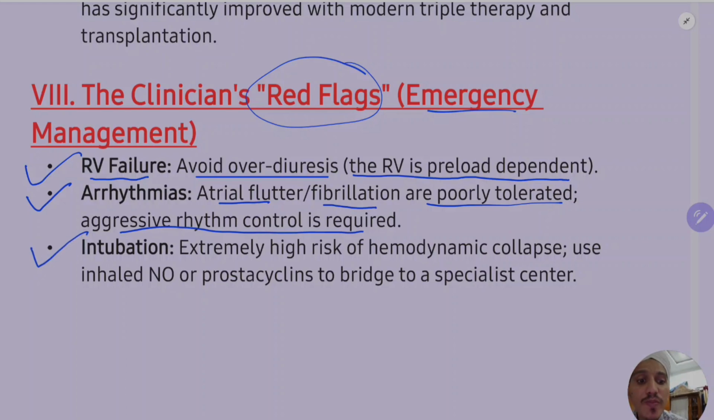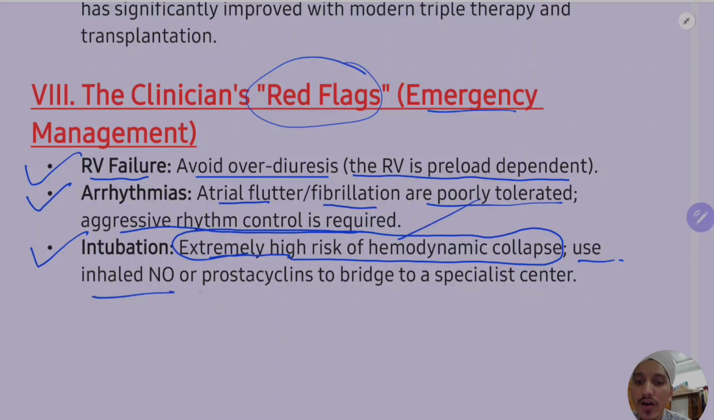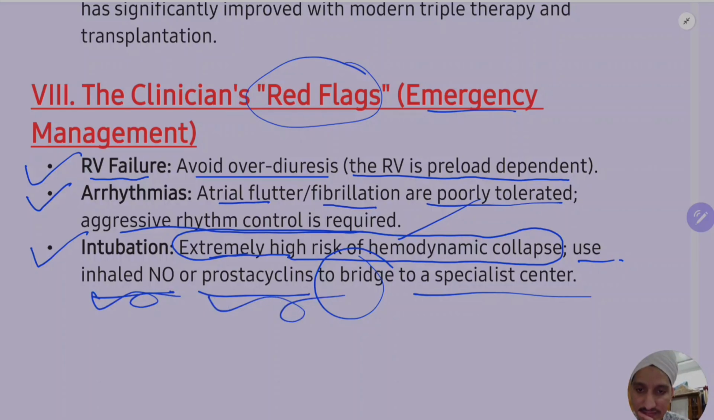Intubation. When do you plan intubation in these patients? There is an extremely high risk of hemodynamic collapse. Intubation itself will lower the BP, and the patient will already be on diuretics for control of breathlessness, and if you intubate the patient the BP will fall again. So there is a high chance of hemodynamic collapse if you intubate these patients. Instead of intubation, use inhaled nitric oxide or prostacyclins to bridge to a specialist center. Inhaled prostacyclin is like iloprost.